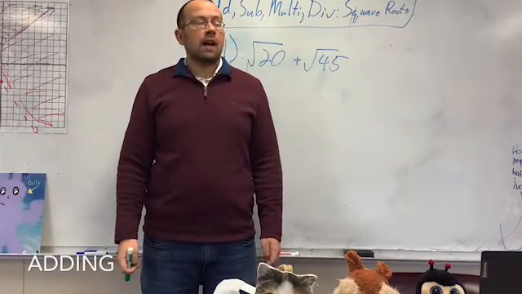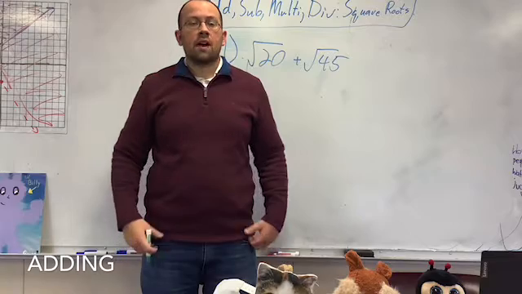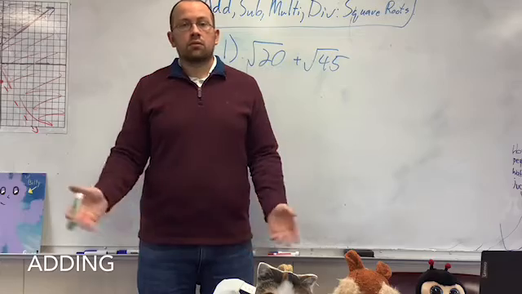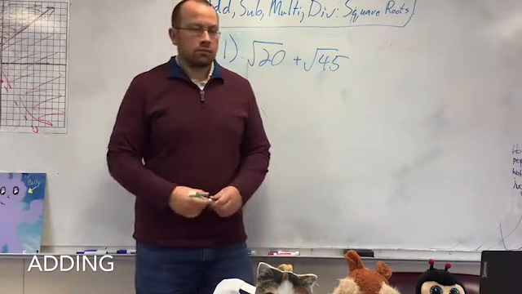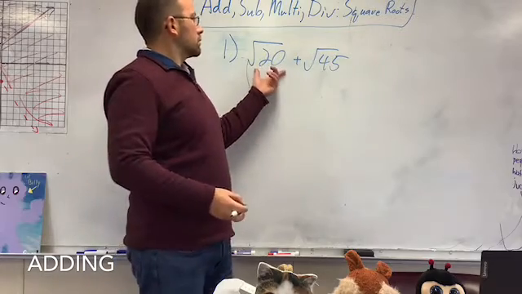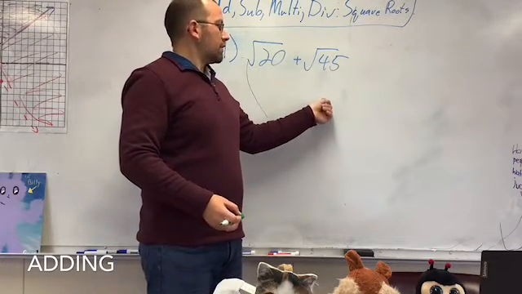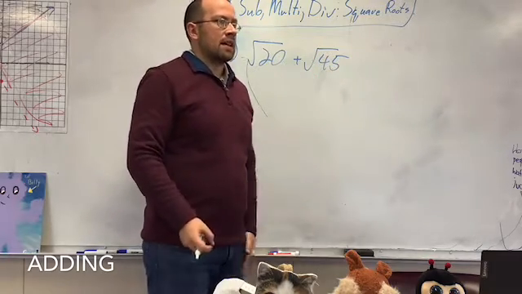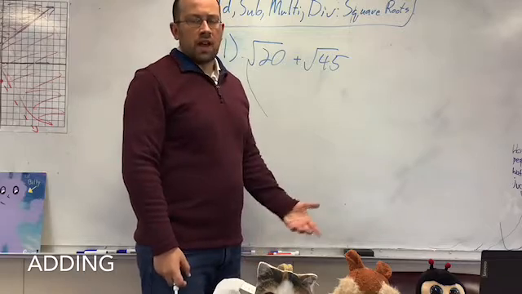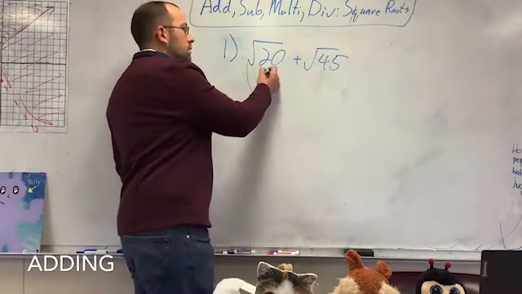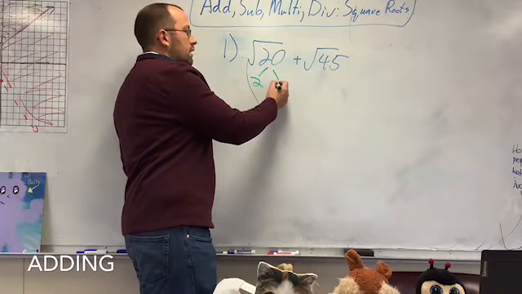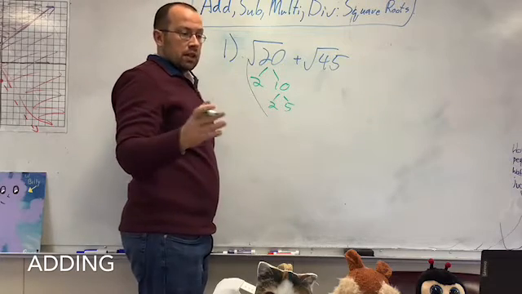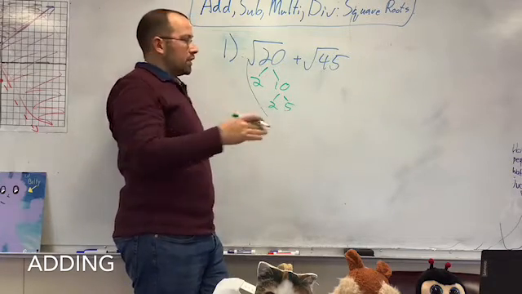When you add or subtract square roots, you have to simplify the numbers first before you get the answer. So 20 and 45 are not the same thing. Whatever is underneath the square root, think of it as a variable. They have to be the same in order to combine. So let's break them down. 2 and 10, 2 and 5, and there you go. That's your factor tree. If you need more information on how to simplify them down, there's another video about that.